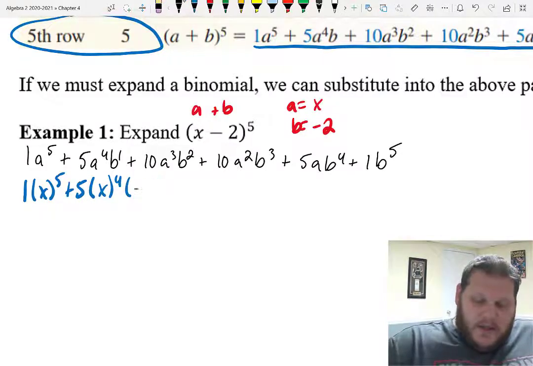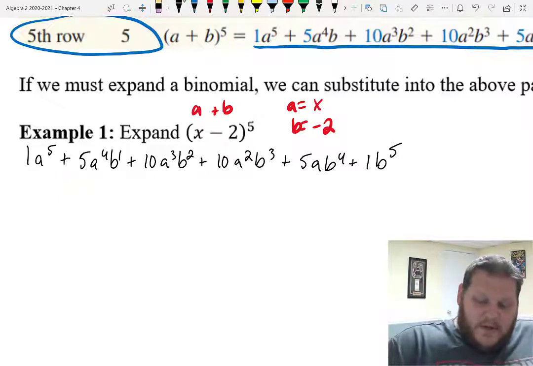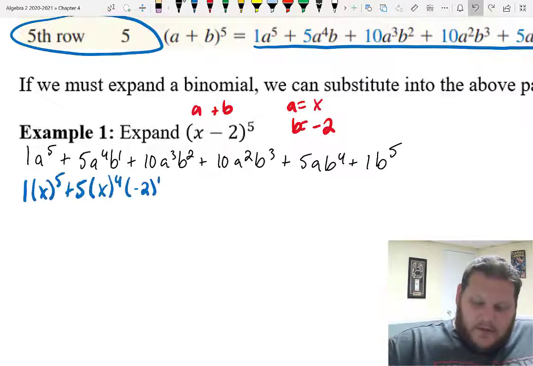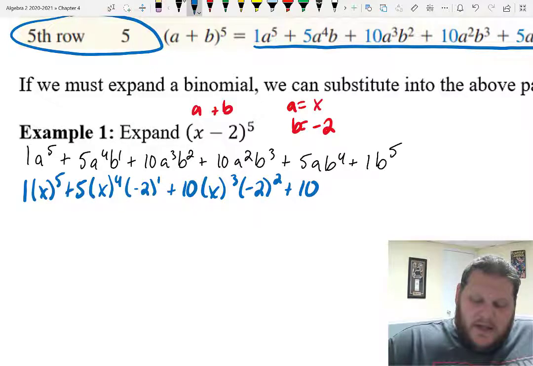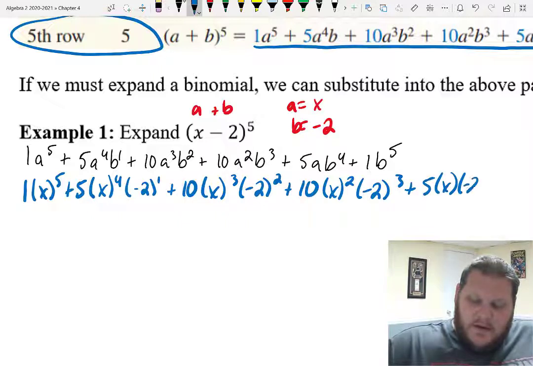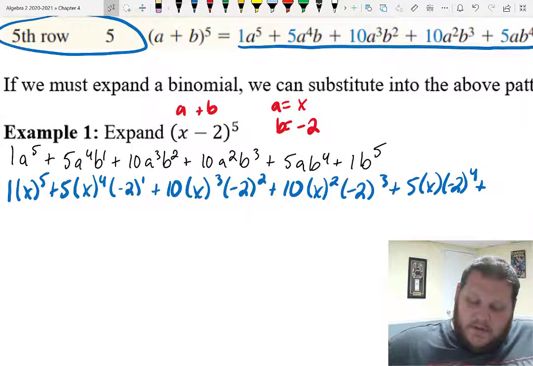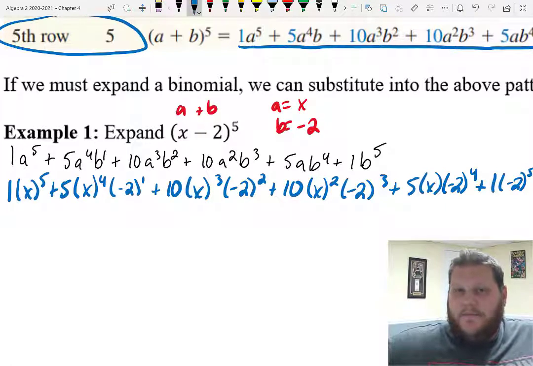1st. I'm going to have to use a smaller marker. Oh, I should have space. Let's go ahead and undo that. Well, redo that. Okay, that's that one. Plus 10 x cubed negative 2 squared plus 10 x squared negative 2 cubed plus 5 times x negative 2 to the 4th plus, move over just a little bit, 1 times negative 2 to the 5th. Just barely fits on that page.